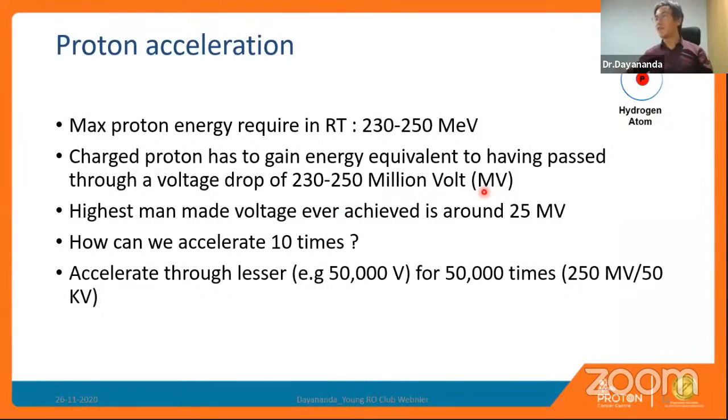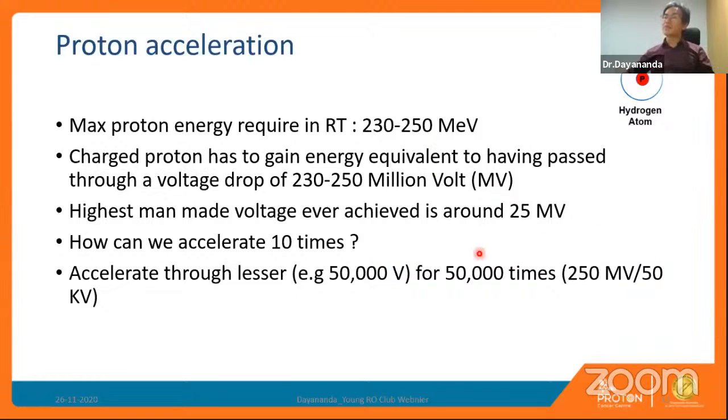Million volts. But the highest man-made voltage ever achieved is only around 25 million volts. So how do we achieve this 10 times increase in the voltage? Definitely we cannot achieve it, because this is the highest voltage which can be produced, but the requirement is 10 times higher than this. So how do we achieve this?